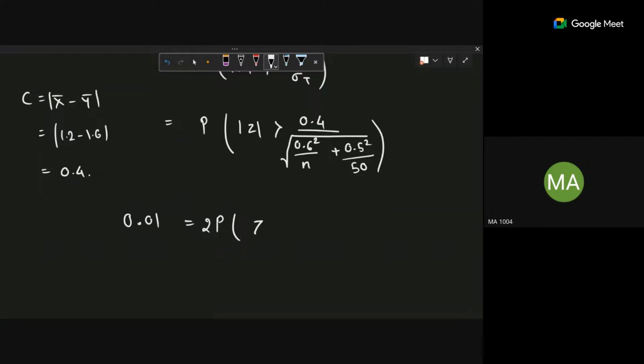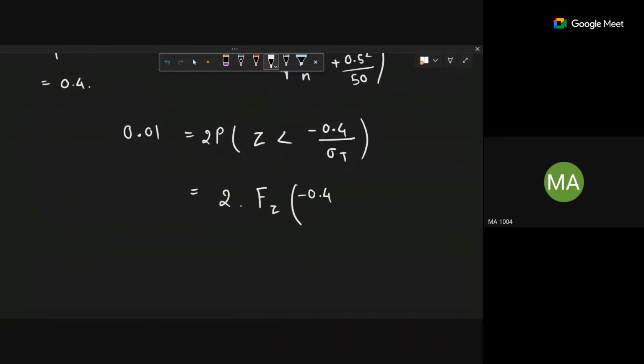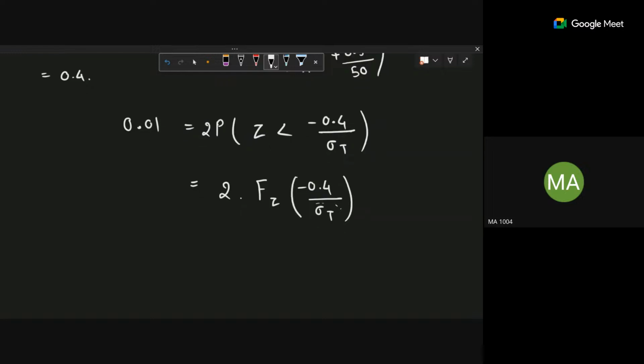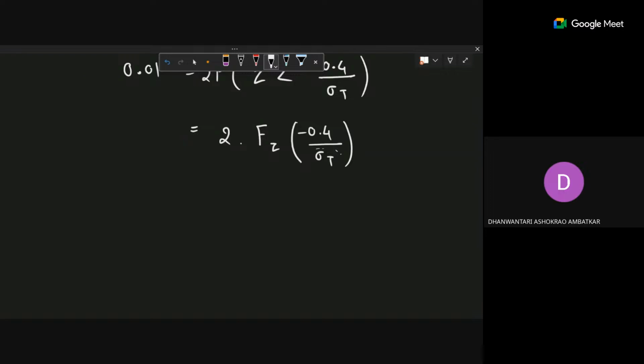So Z is less than negative 0.4 upon sigma t. Fine. So this is nothing but 2 times Fz of minus 0.4 upon sigma t. Again, we do not know sigma t, since n is unknown, so I will take the 2 across and take the inverse. So 0.01 by 2 will be 0.005, right?